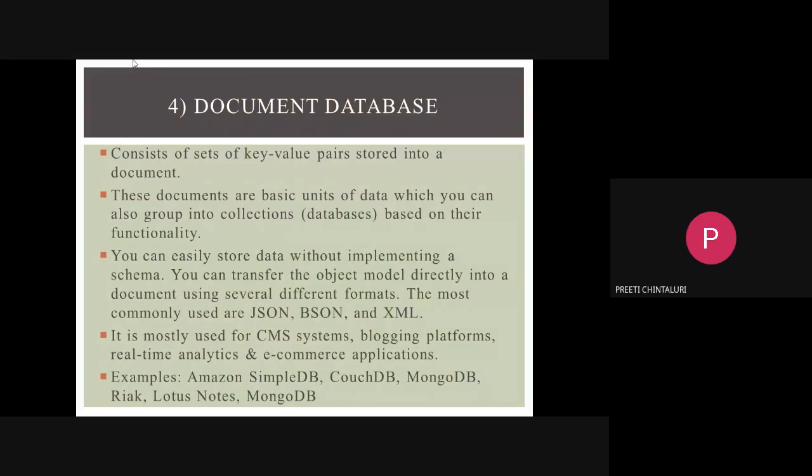transfer the object model directly into a document using several different formats. The commonly used are JSON, BSON, and XML. It is mostly used for CMS systems, blogging platforms, real-time analytics, and e-commerce applications. Examples of this document database are Amazon SimpleDB, CouchDB, MongoDB, Riak, Lotus Notes, MongoDB.